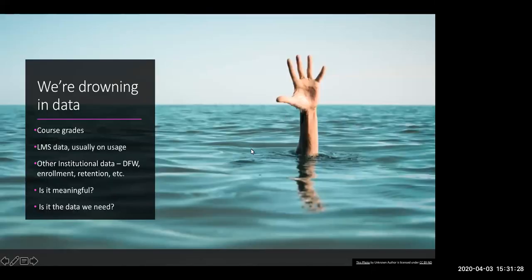Okay, so this is our reality for many of us at institutions, right? We're drowning in data. It's not that we have a lack of data. It really is a lack of understanding about how best to collect it and how best to use it. Okay, so we have a lot of information on course grades. We have a lot of information on data for our learning management system, mostly related to usage. For how our students engage and log into those courses and what they're clicking on. But there's also other institutional data that we have, such as drop, fail, withdrawal rates, enrollment information, retention, so retaining those students from the first year to the second year.